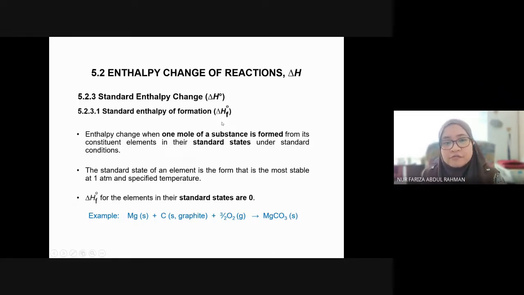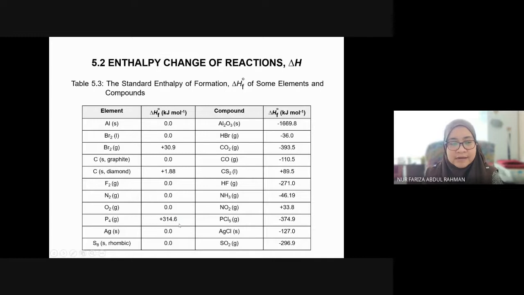The first one is the standard enthalpy of formation. You have to refer to the definition. The moles of substance formed must be 1 mole, and the reactants must be the constituent elements, in their element state and standard state, under standard conditions.